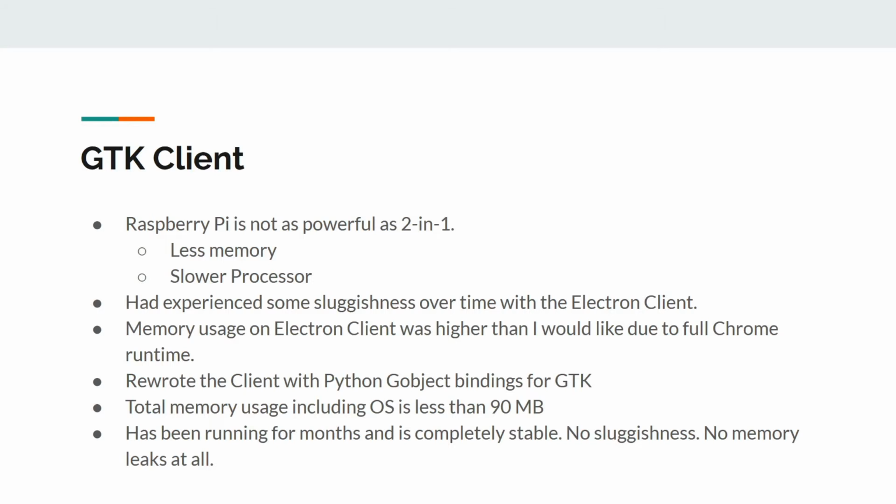So the operating system plus the GTK application runs in less than 90 megabytes of memory. I think it's actually like 87 megabytes or something like that, and it sticks there. I mean, that number never changes. I look at it, 30 days out, 60 days out, 90 days out, and that number doesn't change. So I'm really pleased with that.